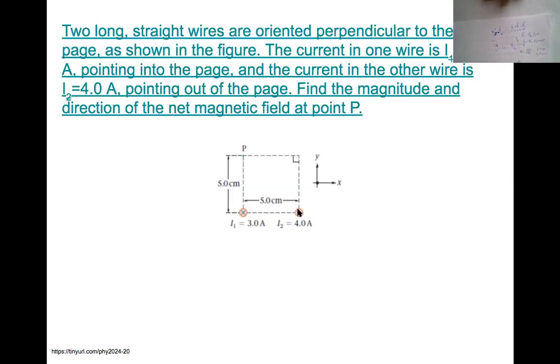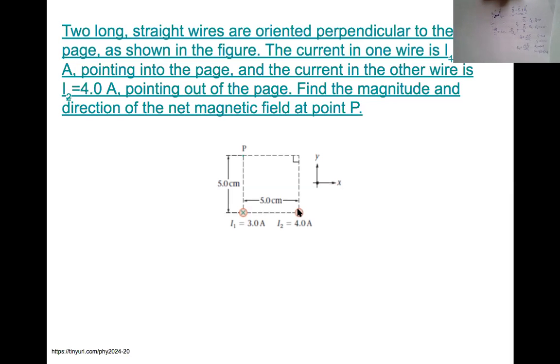For the magnitude of B2, you can also use the same equation, but you use I2 and R2. I2 is given as 4 amps. R2 will be the distance from your point of interest to your wire. So this will be the length of the diagonal of the square. For the diagonal, it's square root 2 times 5 centimeters. That will be R2. You can also plug in the numbers and have the magnitude for B2.